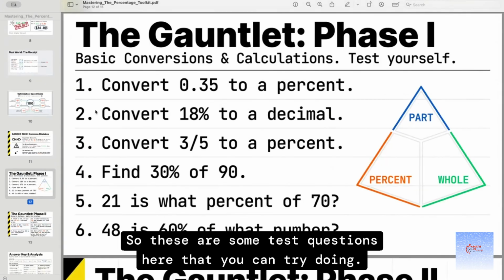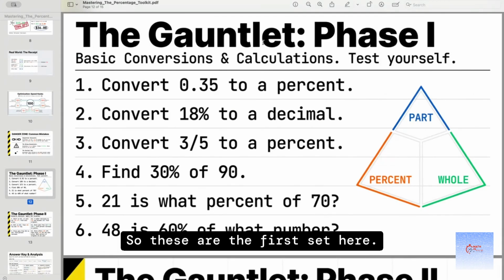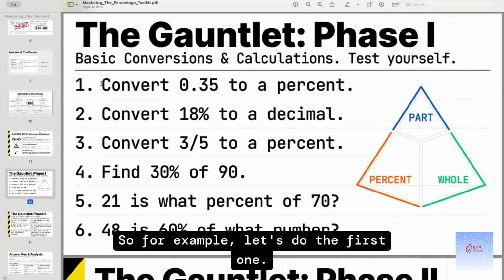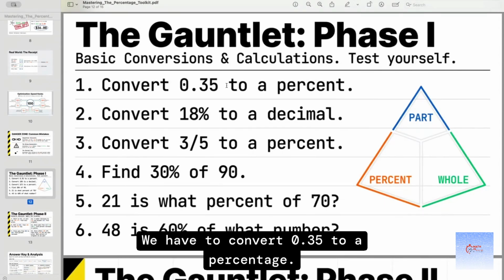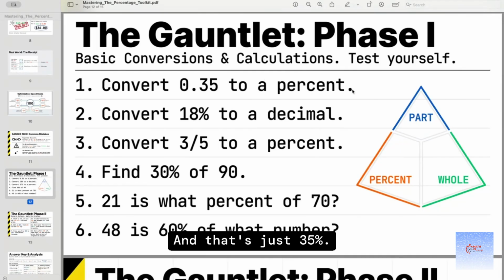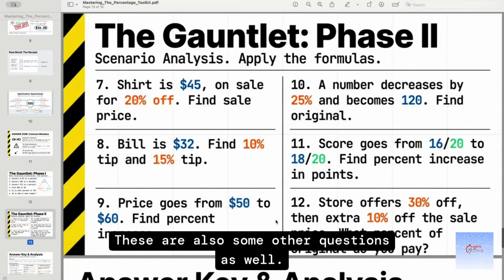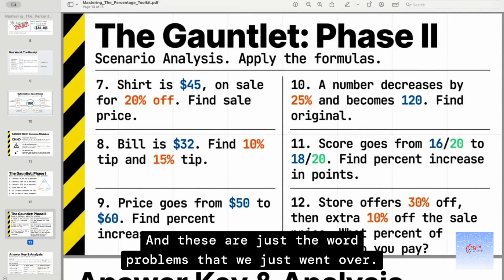So these are some test questions here that you can try doing. These are the first set here, and these are really easy ones. So for example, let's do the first one. We have to convert 0.35 to a percentage, and that's just 35%. These are some other questions as well, and these are just the word problems that we just went over.